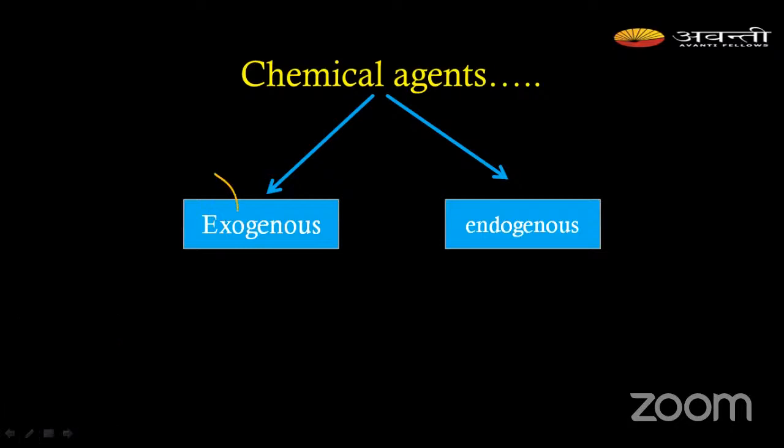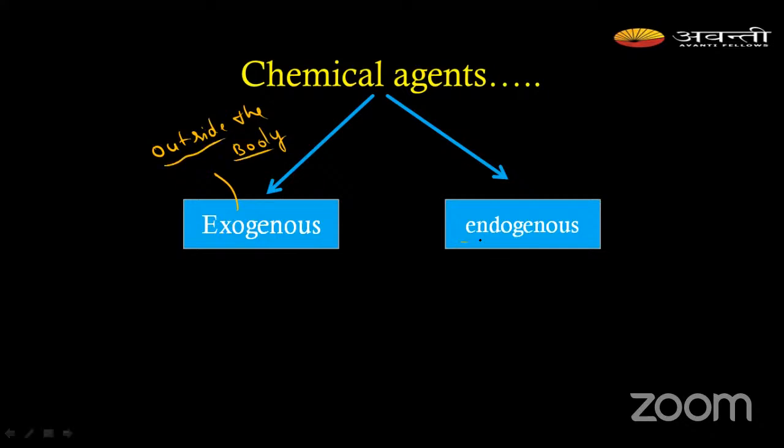So one we call the exogenous. Exogenous means outside the body. Anything from outside comes and damages the body. That is what we call exogenous. For example, from the outside the bacteria came, from the outside the virus came, or from the outside any chemical came. It is causing the disease. So that is what we call exogenous.